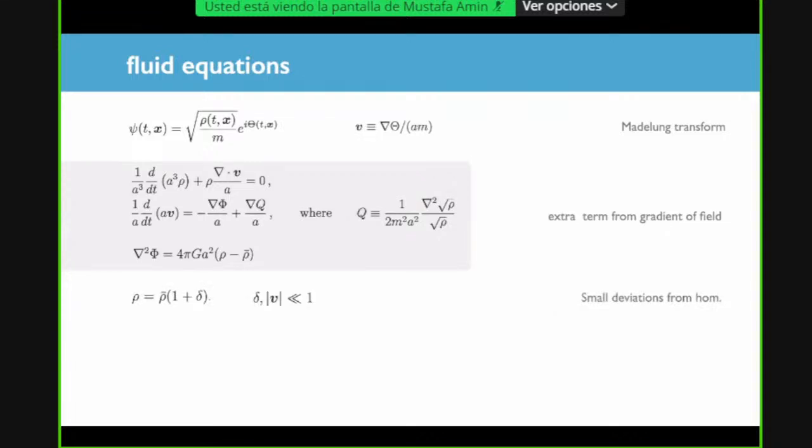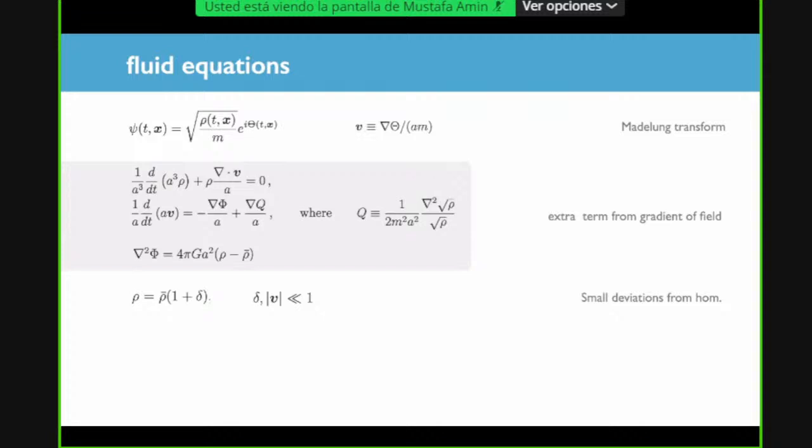Now let's think of perturbations. I'm going to think of perturbing the density around the homogeneous value by a small amount, delta. This is a fractional density contrast. And I'm going to assume that the velocity and this density contrast are both small compared to 1. Of course, V is dimensionful, but we are always thinking of V over c. So these are both small compared to unity.